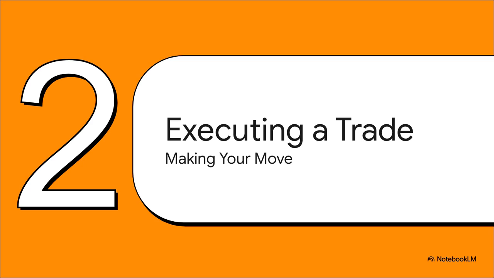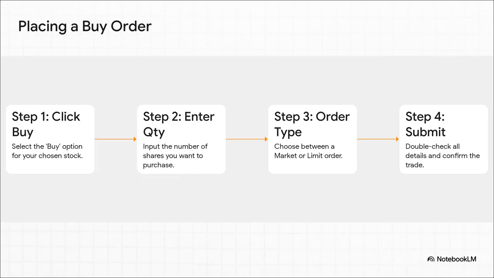Okay, with all that prep work done, it's time for the main event. Let's actually execute your first trade. This is where it all becomes real. Placing a buy order is surprisingly simple. You literally just click Buy, type in how many shares you want, pick your order type, and we'll get to that in just a second. Then you give it one last look over and hit Submit. That's it. 4 steps. That's all it takes to own a slice of a company.